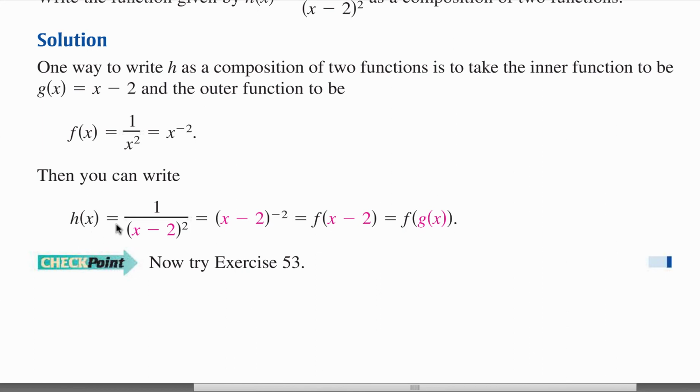Then you can write the following. h of x equals 1 over x minus 2 squared, which is the same as x minus 2 raised to the negative 2, which is f of x minus 2, which is f composed with g of x. All right, go ahead and pause the video and try exercise 53.